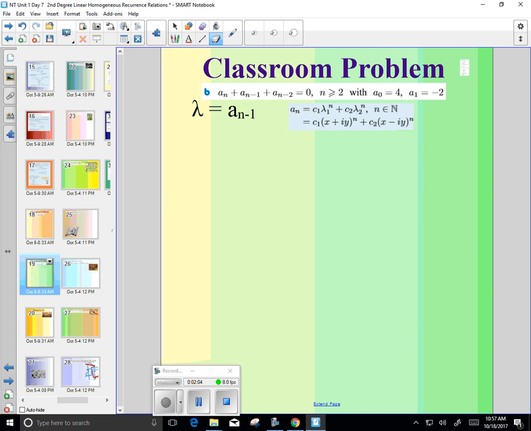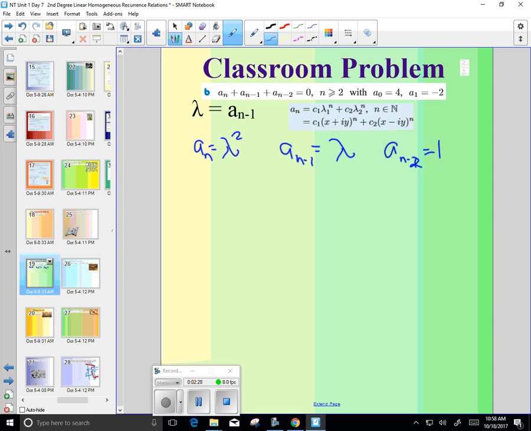So here's what we're going to do. We're going to get to that point. So you get the idea of what we're trying to do. Those are the three that we have. We're going to let lambda equal A of n minus 1. So A of n is going to be lambda squared, A of n minus 1 is going to be lambda, and A of n minus 2 is just going to be 1.